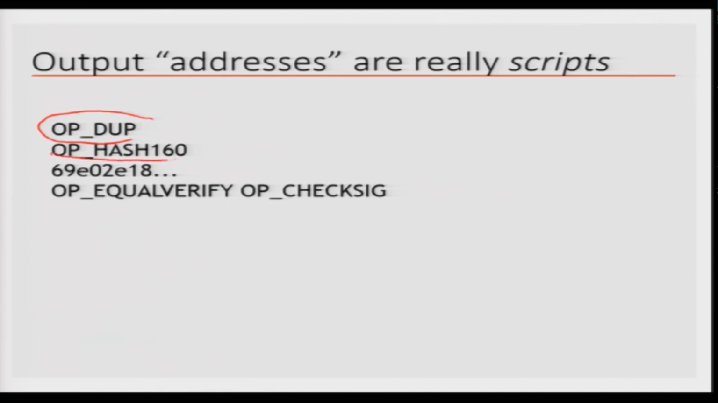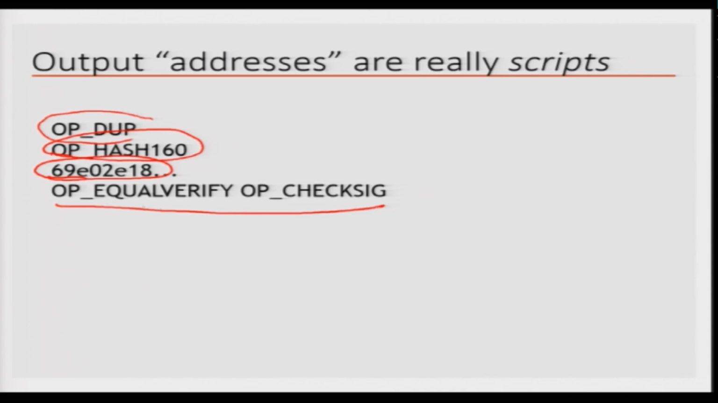OP_HASH basically hashes whatever is on the top of the stack, and it does a 2 layer hashing. First it does SHA-256 and then it does a 160 bit hash. The output is a 160 bit hash. And here is some data we saw. In this case we said that this was actually a hash value, but it could be any data. And then this says OP_EQUALVERIFY, OP_CHECKSIG.